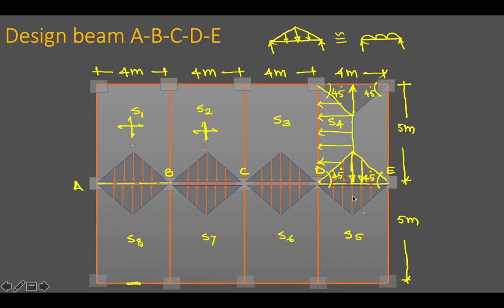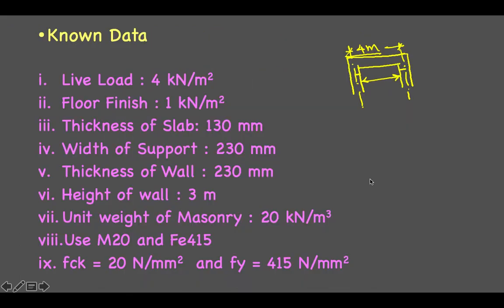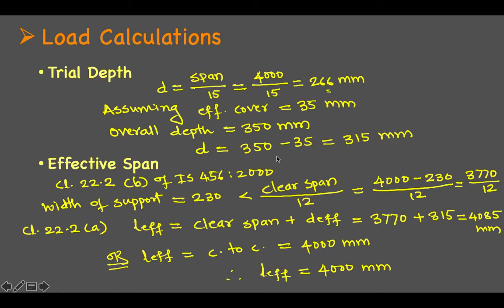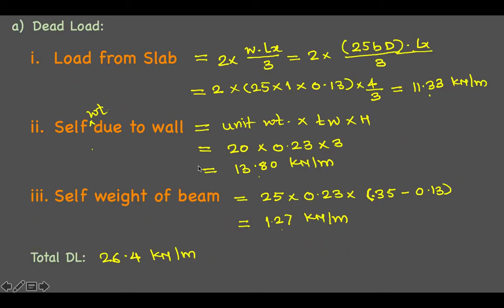We have to design continuous beam A, B, C, D, E. This is the data given. This is how we have identified the type of slab and cross section of beam. Then, to do the load calculations, we have calculated trial depth and effective span.